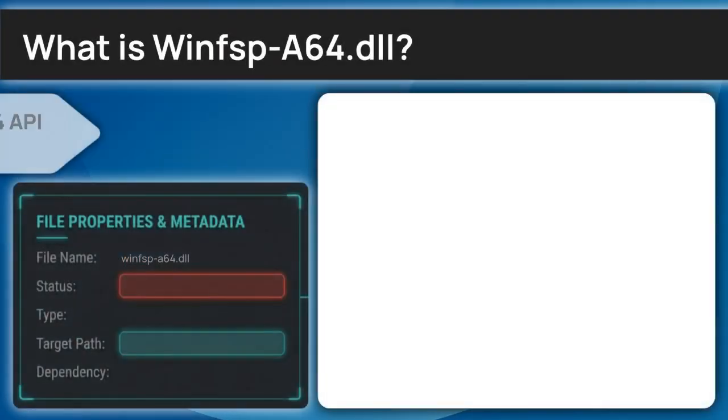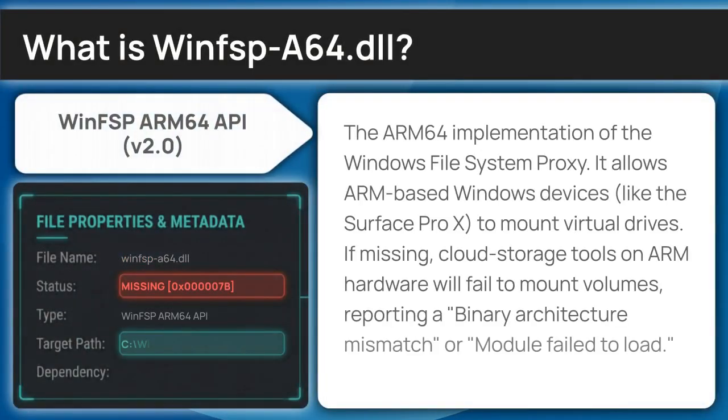This is the Windows File System Proxy A64, the ARM64 implementation of the Windows File System Proxy. It allows ARM-based Windows devices like the Surface Pro X to mount virtual drives. If missing, cloud storage tools on ARM hardware will fail to mount volumes, reporting a binary architecture mismatch, or module failed to load. With that context in mind, our first logical step is a clean reinstallation.